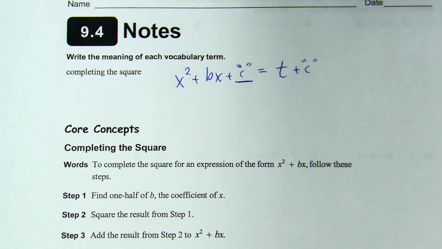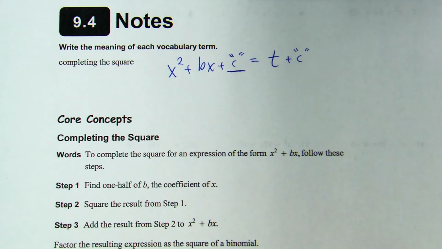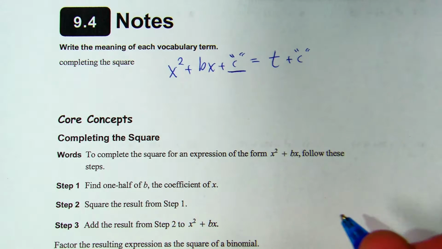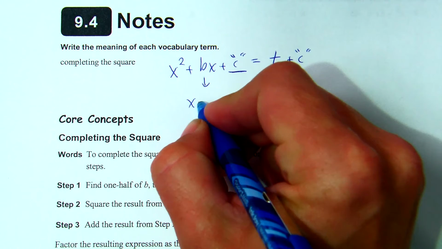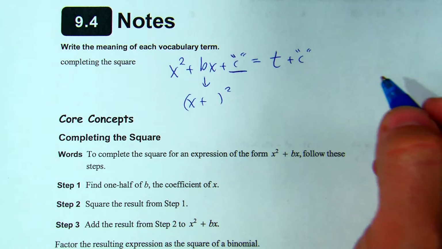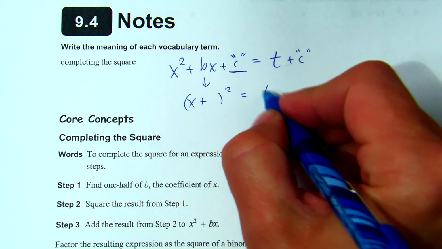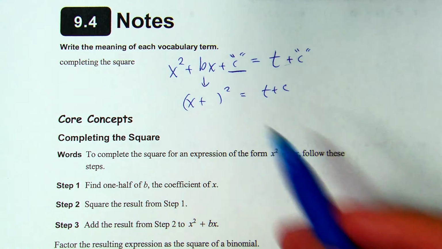As long as we add the same thing to both sides, then we know through our history in algebra that we haven't changed the equation. So this will allow us to take this right here, factor it into its x plus whatever squared, and that's going to equal t plus c over here. And then we can take the square root of both sides and solve for x.